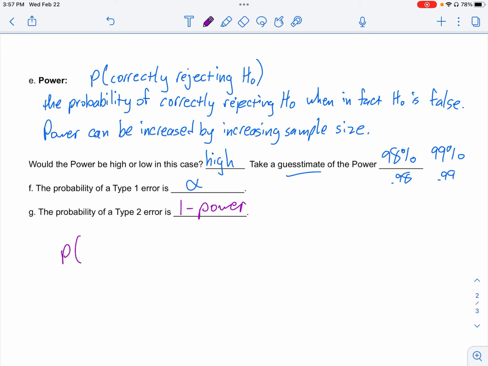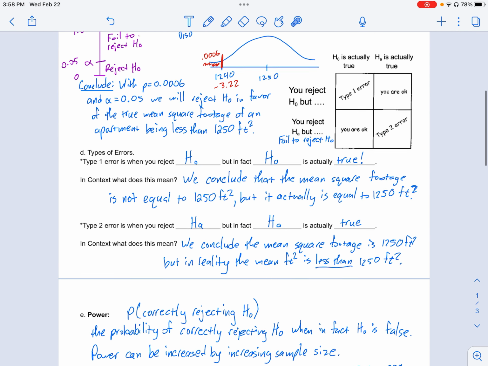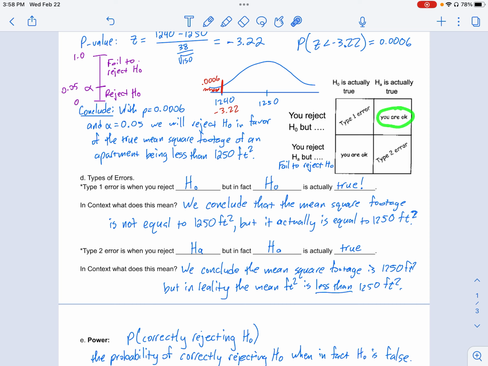The probability of a type 2 error is 1 minus the power. Because the probability of correctly rejecting the null is the complement of a type 2 error. Put a C here, okay? And this is the power, right? So let's see if that makes sense first of all. The probability of doing this is correctly rejecting the null. Remember we talked about this. That's the power, okay? This one directly underneath it, this is a type 2 error. Well, that would be the complement of this, okay?